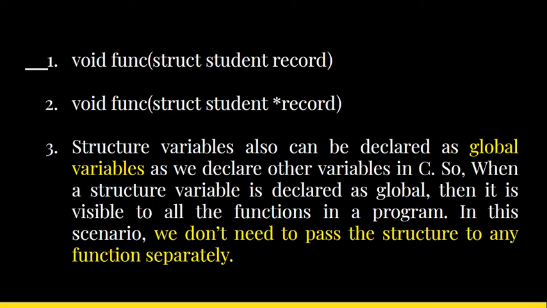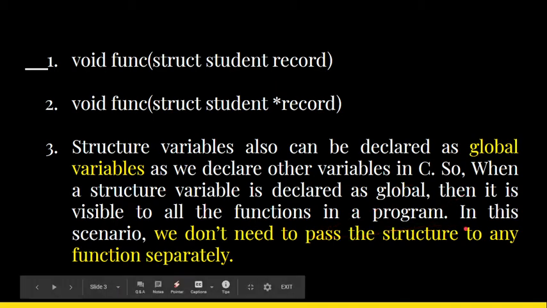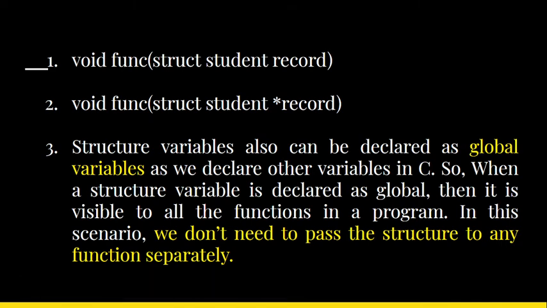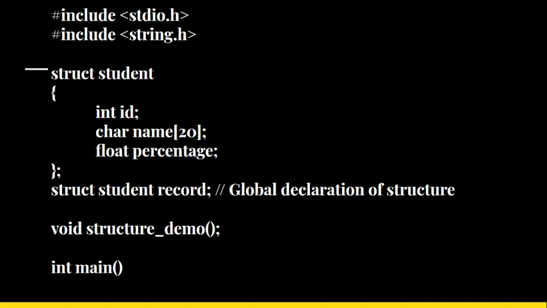In the same way, structure variables can also be defined as global variables. When we declare the structure as a global variable, there is no need to pass the value, because the structure is already common to all the functions. So there is no necessity to pass the structure variables to the function. When we define the structure as a global variable, we do not need to pass the structure to any function separately. That means to any function the structure variables are visible. Okay, so that is the concept of declaring the structure as a global variable.